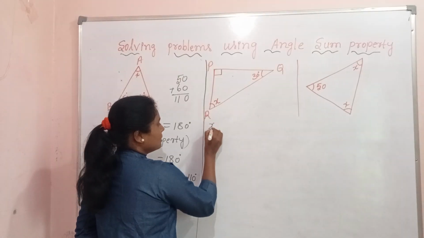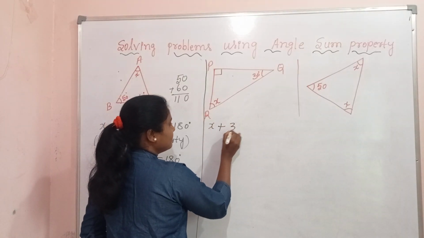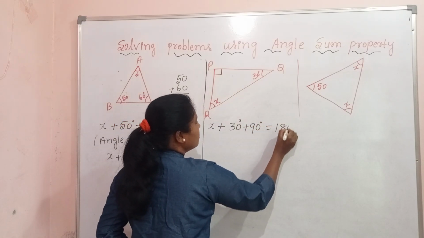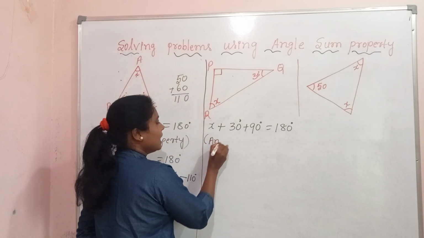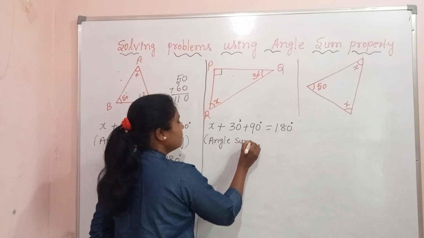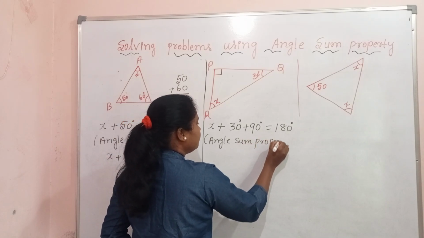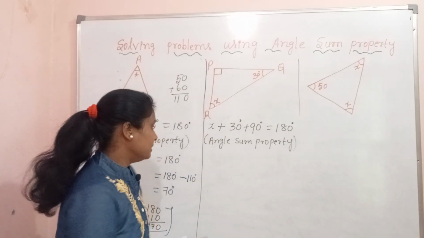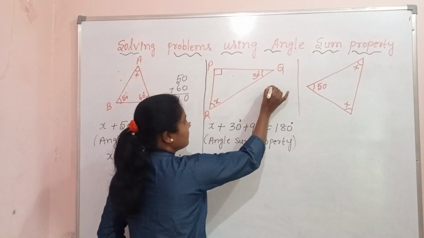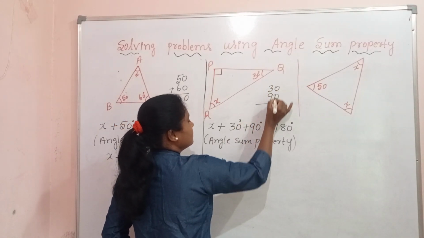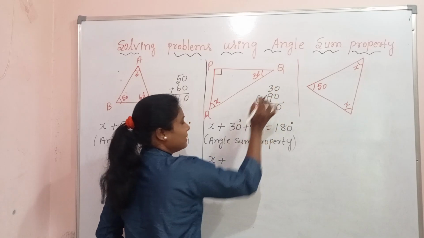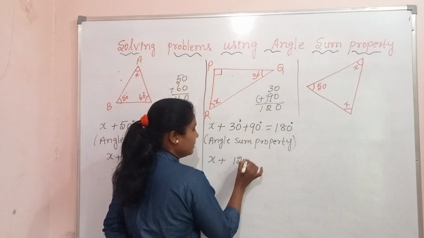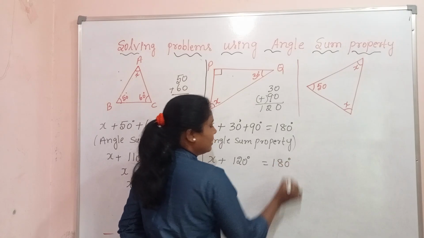So we write the three angle measurements: x plus 30 degrees plus 90 degrees equals 180 degrees. We are using the angle sum property of a triangle. The same procedure: first we have to add the numbers. x plus 30 plus 90. 0 plus 0 is 0, 3 plus 9 is 12. Then the answer becomes 120 degrees, which equals 180 degrees.